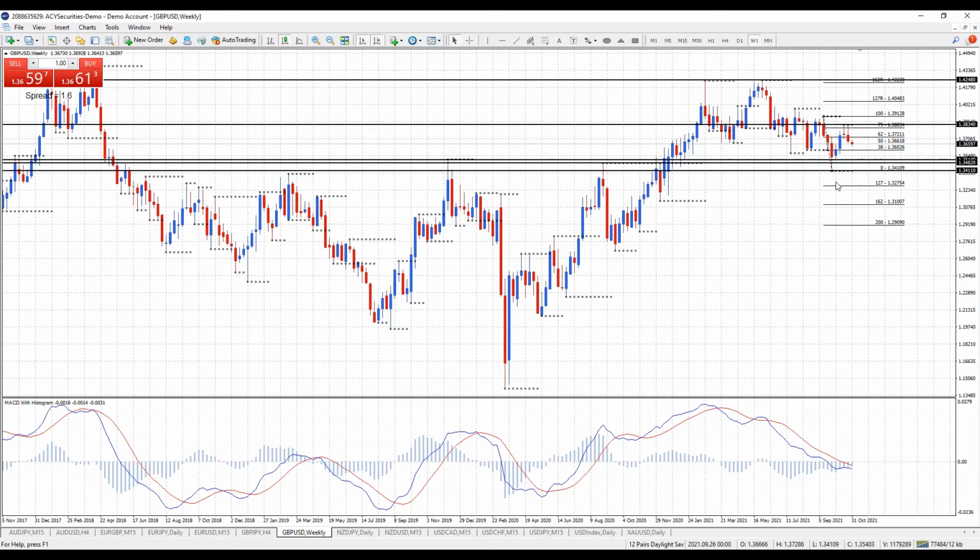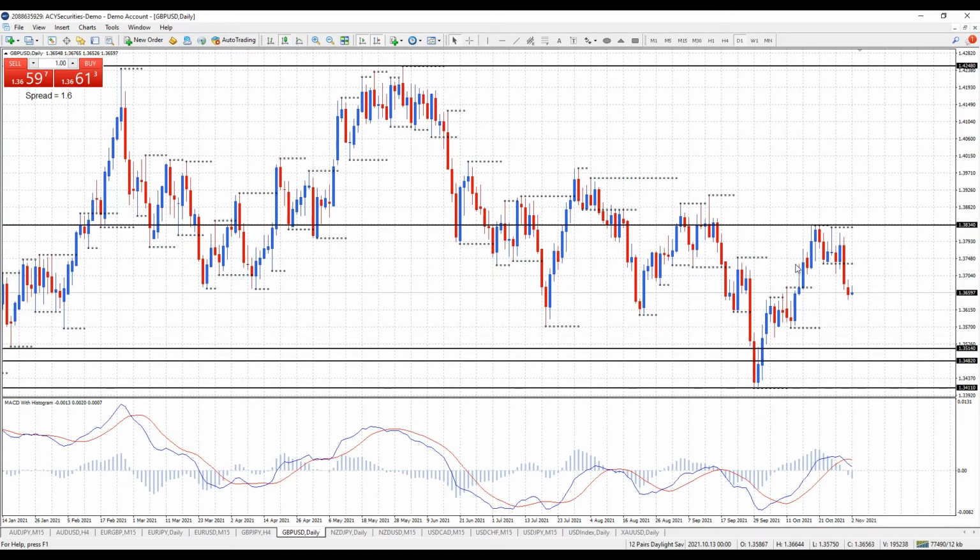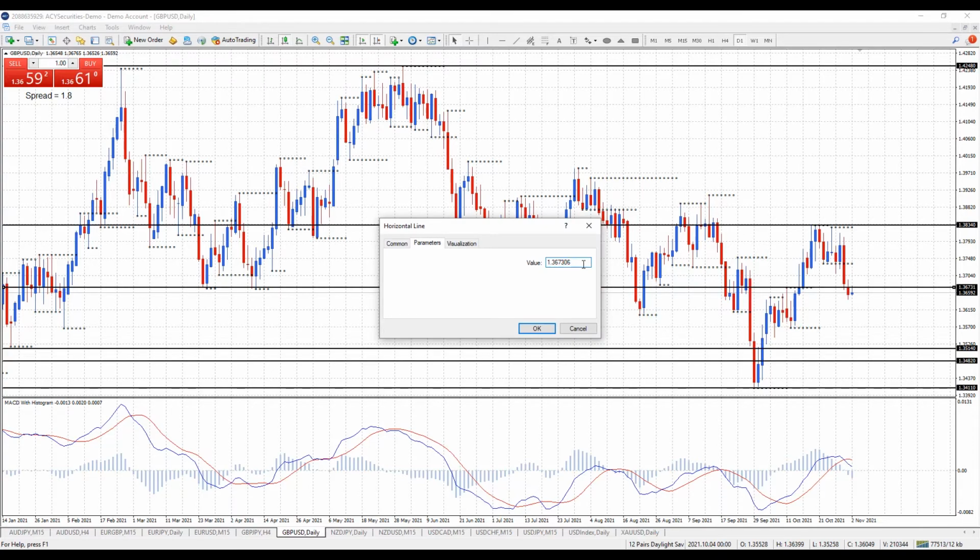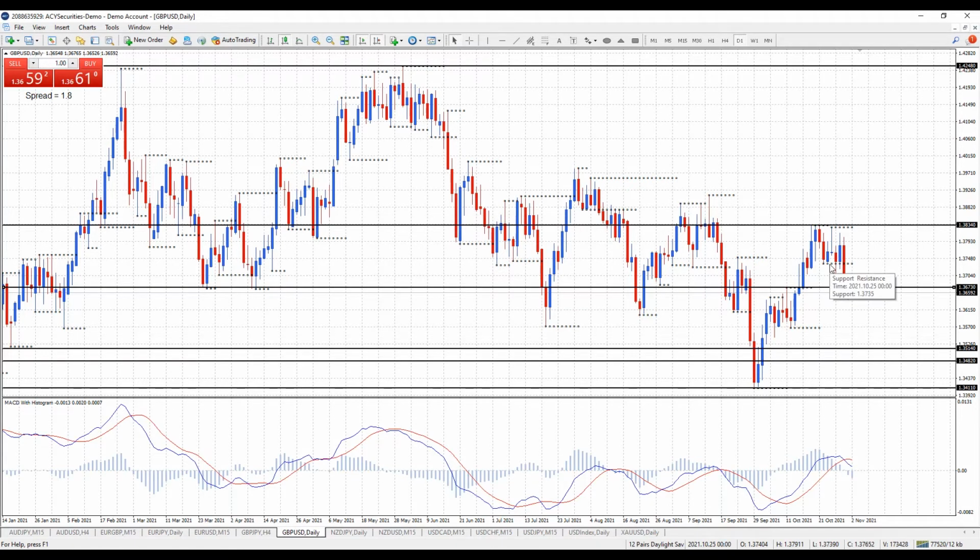Let's move it down to the daily. And price structure is now in a downtrend. We've got a lower top moving to a lower bottom. MACD's crossed down. Just put in support and resistance. This is the current daily level of support we're testing, 136.73. This would now be daily resistance, 137.35.